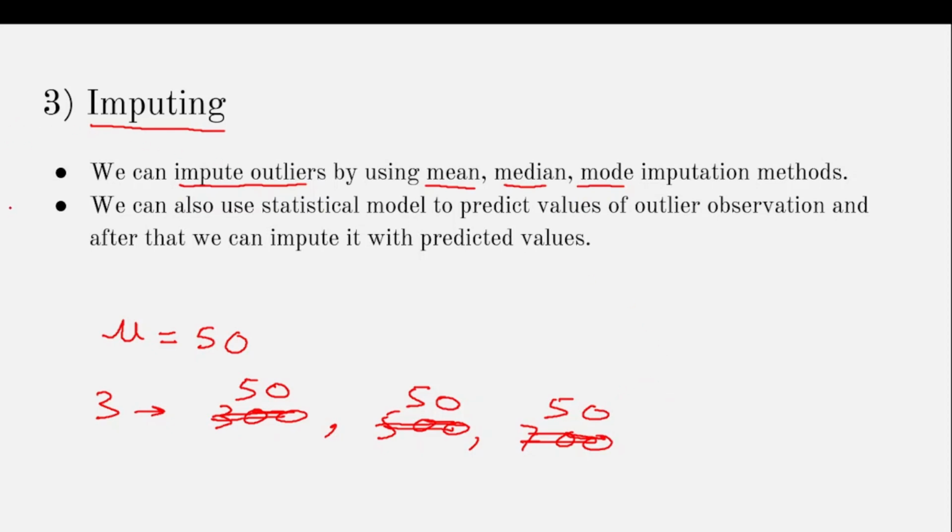Apart from this, another thing that we can do is use a statistical model to predict the values of outliers, and we can impute the outliers using these predicted values.